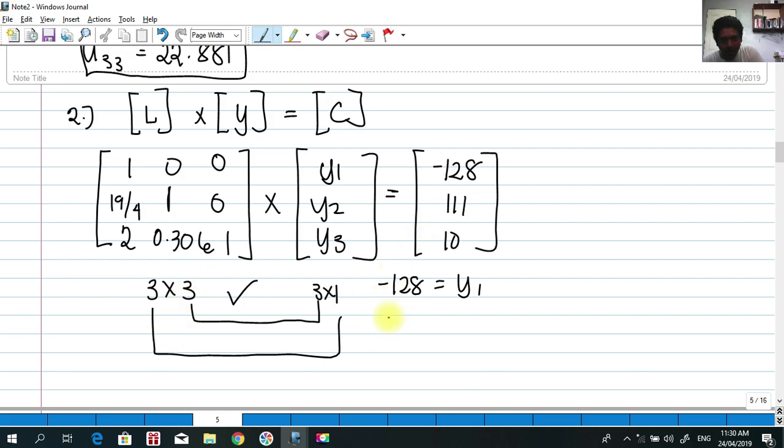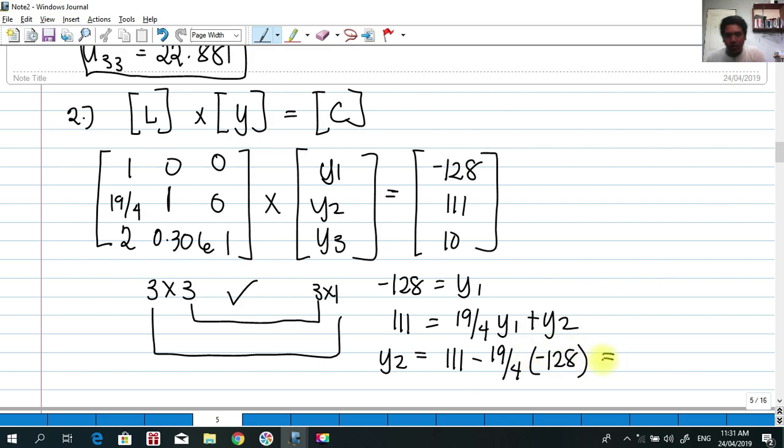And again, for the second one, we have 111, this is row 2, column 1. So we have 19 over 4 y sub 1 plus y sub 2. We don't know y sub 2, so what are we going to do? This became y sub 2 because y sub 2 times 1 plus 0 times y sub 3 is simply 0. Isolate y sub 2: we have 111 minus 19 over 4 of y sub 1, which is negative 128. Let me just compute. 111 minus 19 over 4 times negative 128, and that is equivalent to 719.